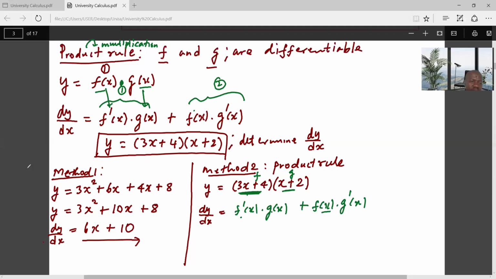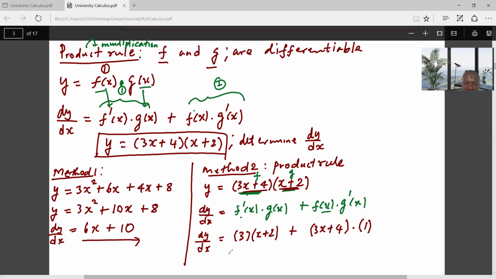Now let's do the simplification. So this will be dy over dx. What is the first one? The first function is 3x plus 4. Obviously, its derivative will be 3. The second one, x plus 2, plus the first one, 3x plus 4. What's the derivative of the second one? The derivative of x plus 2 is 1.